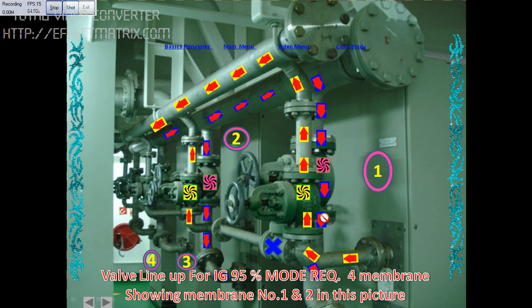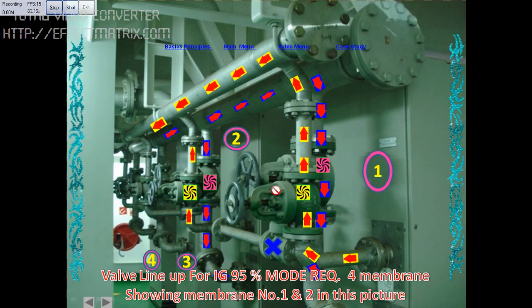You can see the membrane. This is the membrane side. So this is the valve. The valve is rotating, that means this valve is open. It goes inside, comes out, again this valve is open. Then it goes back to the tank where the IG is required.